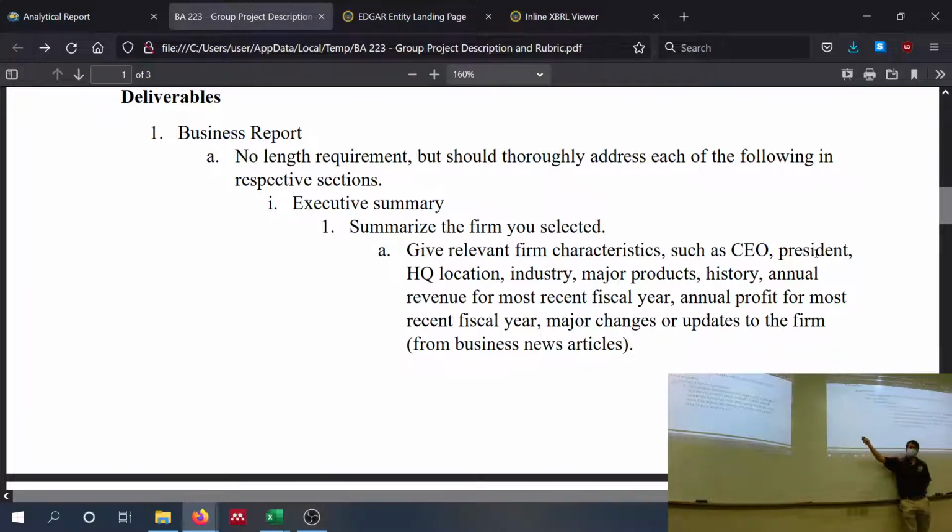Okay, not putting a length requirement on it, but you need to make sure that you're conveying everything you need to. I would estimate it'll probably be between about 10, 15 pages, maybe even a little bit more. Having said that, it's not going to be 10, 15 pages of pure text, okay? A lot of it's going to be spacing and stuff like that.